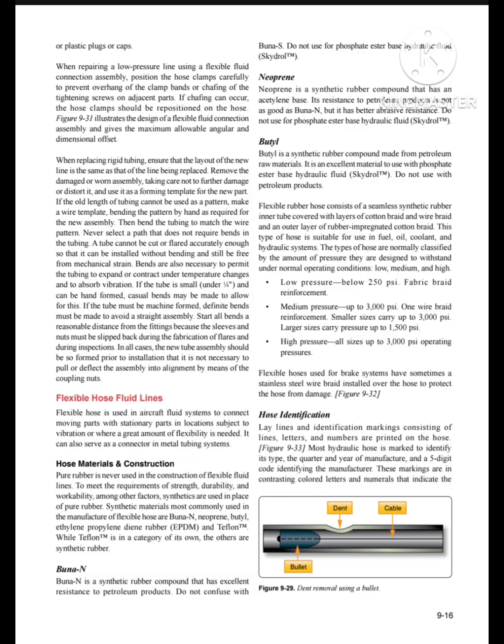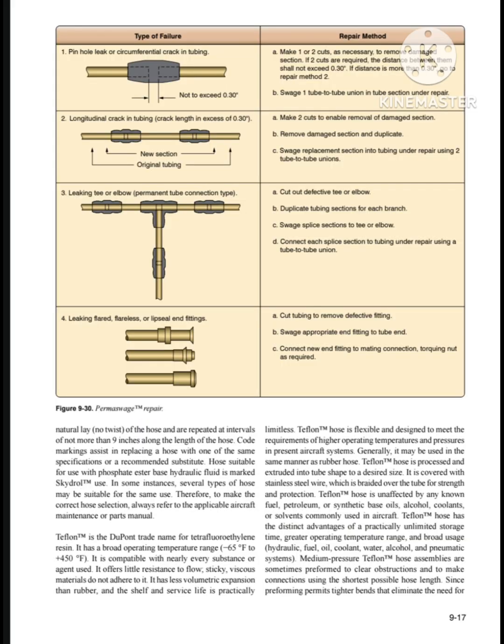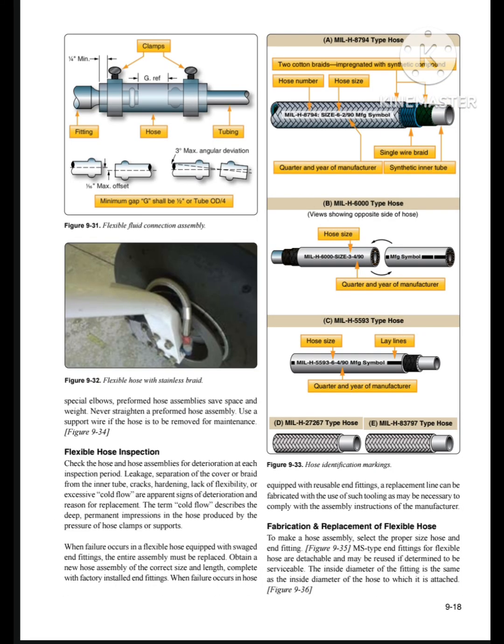For hose identification, lay lines and identification markings consist of lines, letters and numbers printed on the hose. On the next page, we can see the types of failure in hose, and dent removal using a bullet, and a repair method is shown on the next page. On the other page, flexible hose inspection has been shown, and fabrication and replacement of a flexible hose has been shown.